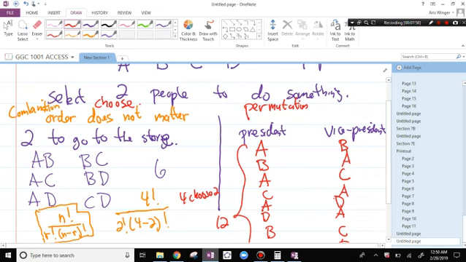So for permutations, the formula is 4 factorial over 4 minus 2 factorial. Right? And in general, it's n factorial over n minus r factorial. When you have n things and you want to pick r, you have to decide whether you care about order or whether you don't. If order doesn't matter, then you're choosing this one, no pun intended. If order does matter, then you're doing permutations.